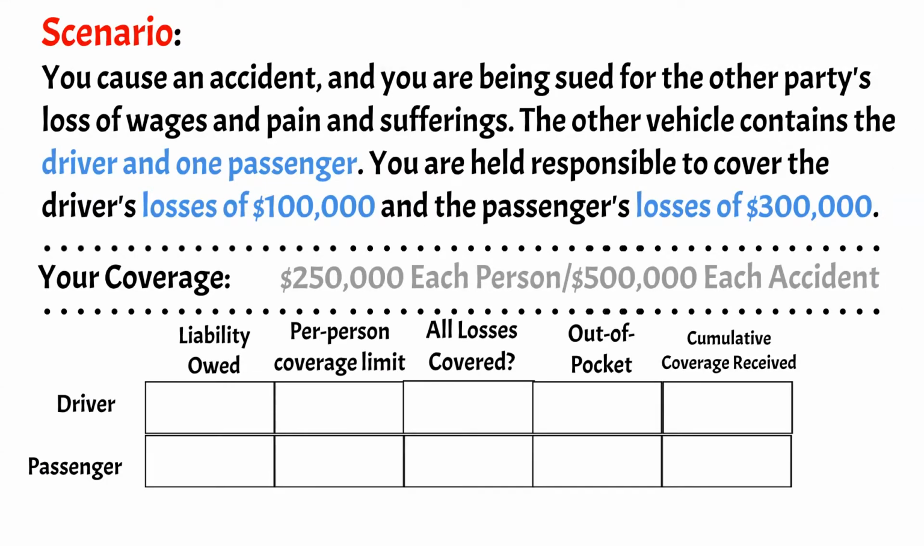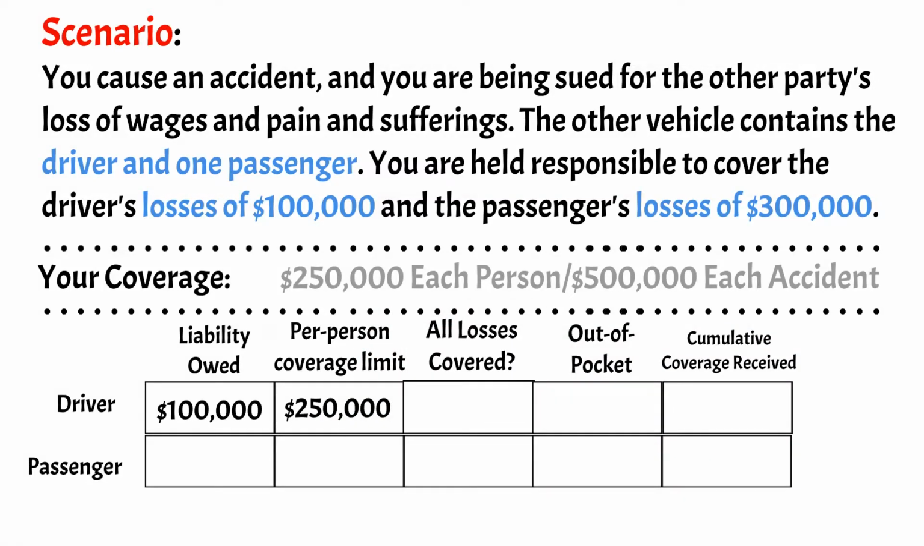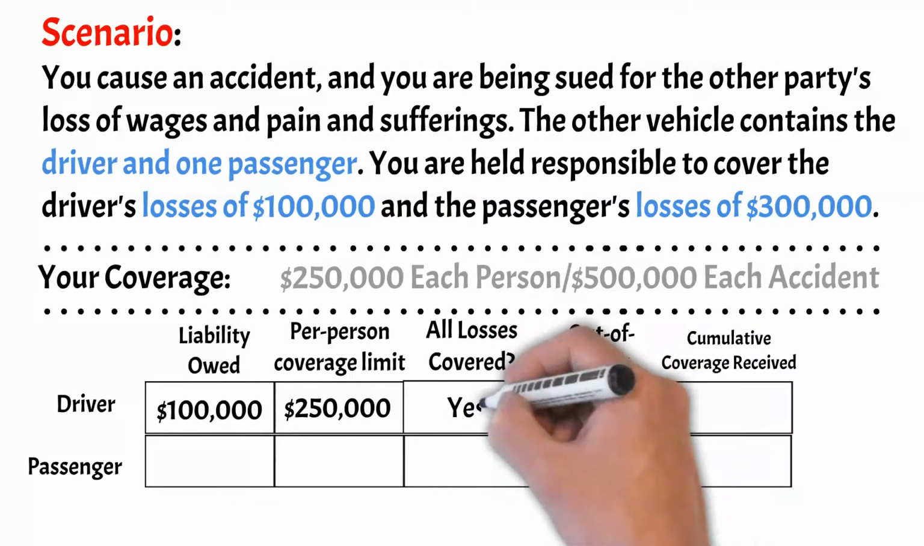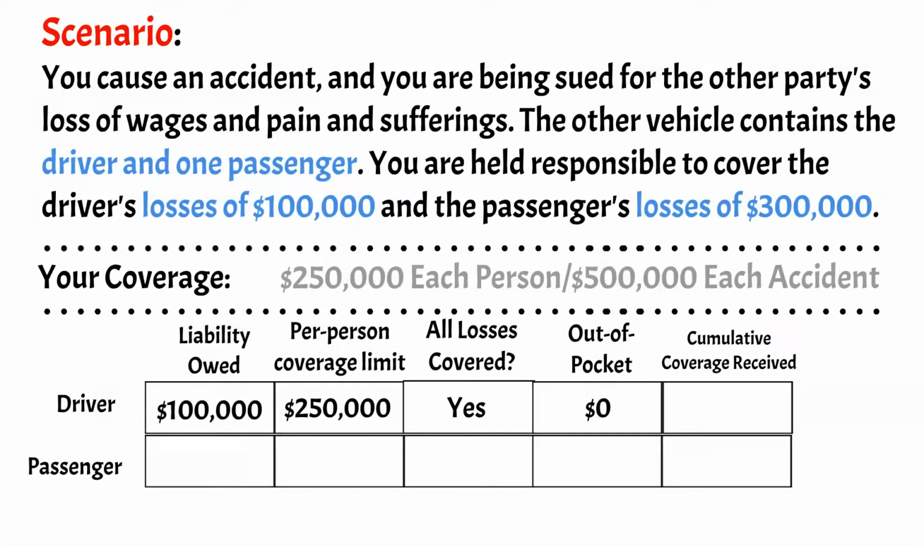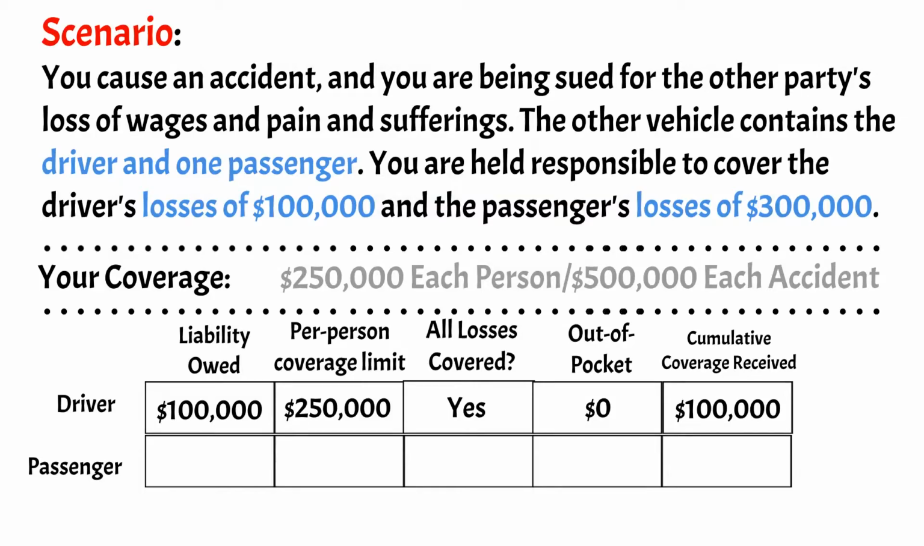Starting with the driver, you are being sued for $100,000 for bodily injury. According to your policy, you have a per-person coverage limit of $250,000. Your liability is less than the limit, so the full $100,000 would be covered by Farm Bureau insurance, and you would have no out-of-pocket costs. So far, $100,000 worth of coverage has been applied towards your $500,000 per accident limit.